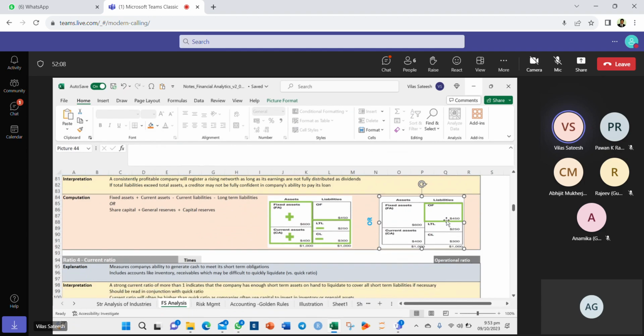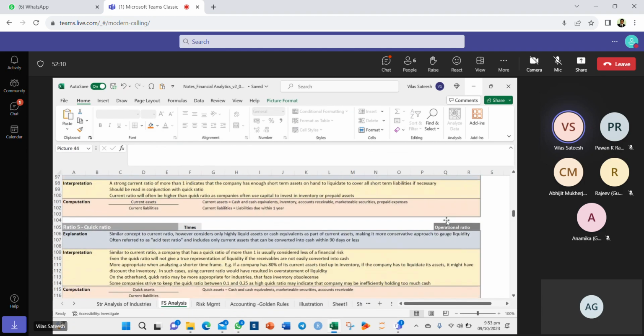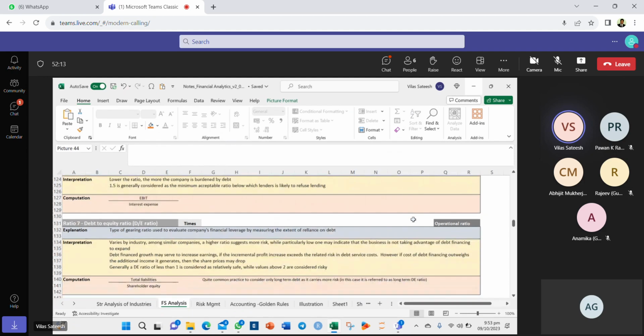So how much money have the shareholders got versus how much money have the external borrowers got? How much money is owed to external parties versus how much money the shareholders have. That's what it is.